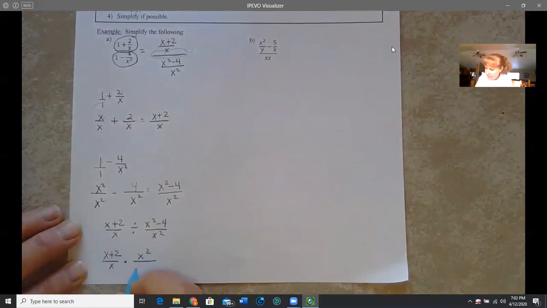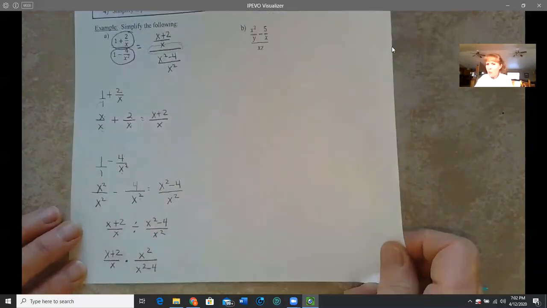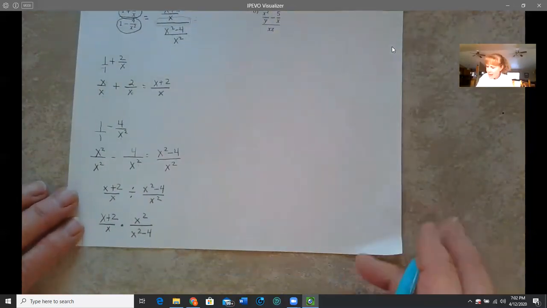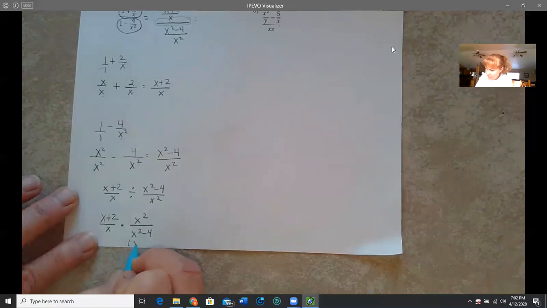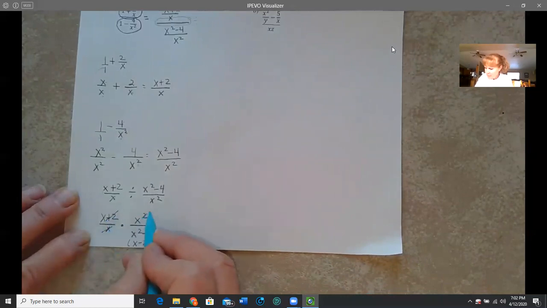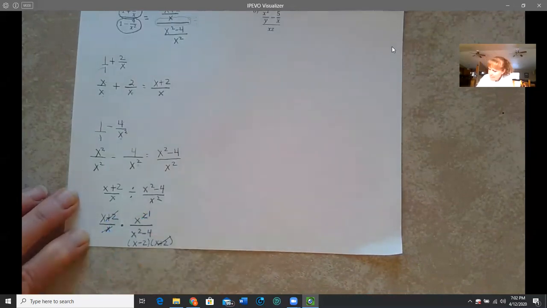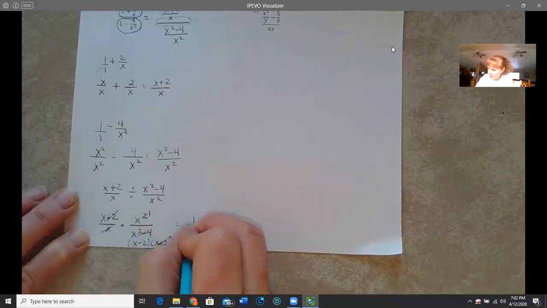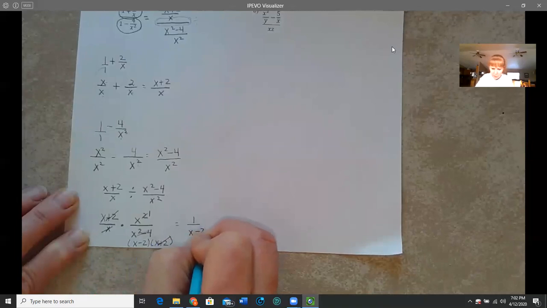Can you guys see that? Yeah. X squared minus 4. Now, the only one that can be factored is this one, x minus 2, x plus 2. That one right there. So these cancel. And let's see, we've got x, here's your 1. That's gone. I did that right here. So you end up with 1 over x minus 2.